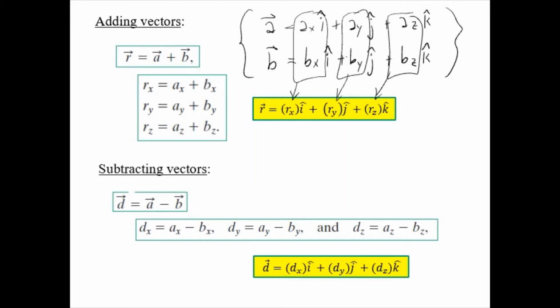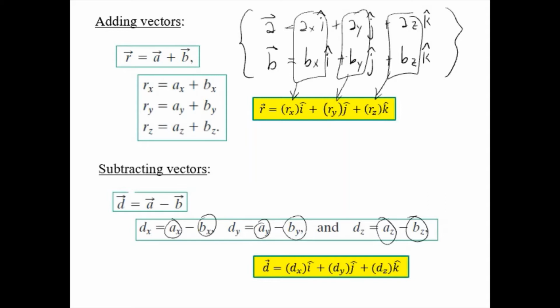Subtracting vectors is the same sort of thing. If I wanted to subtract vector b from vector a, I would take the x component of vector a and subtract the x component of b. To get the y component, I would take the y component of vector a and subtract the y component of vector b. To get the z component of my subtraction vector, d, I would take the z component of vector a and subtract off the z component of vector b.